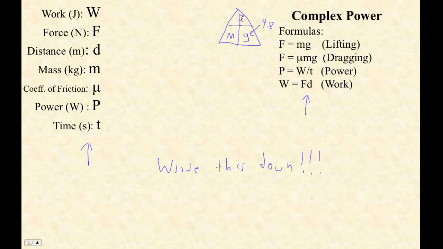If we want to find the force, it's M times G. If we want to find M, it's F over G. And we know what G is, so we don't need to find that, right?